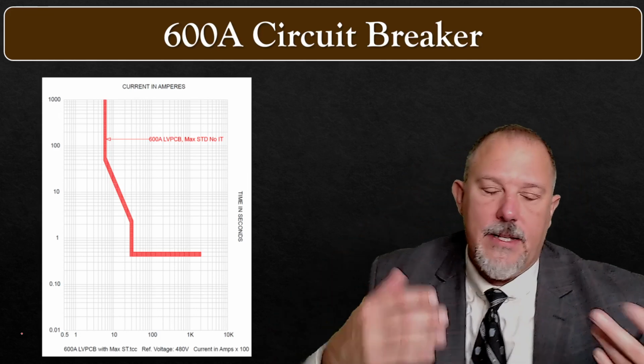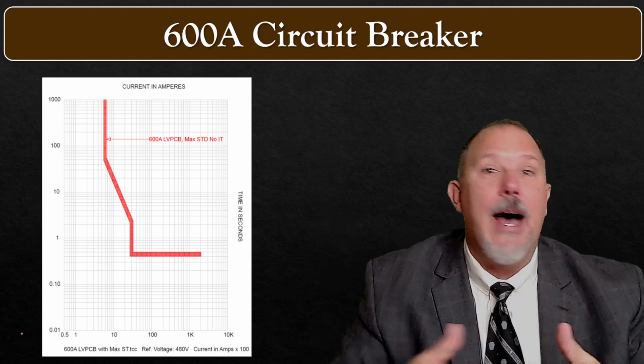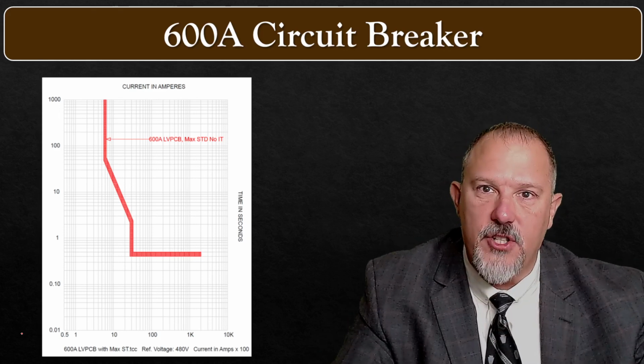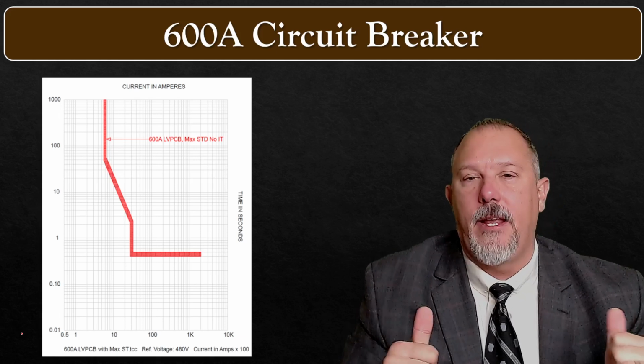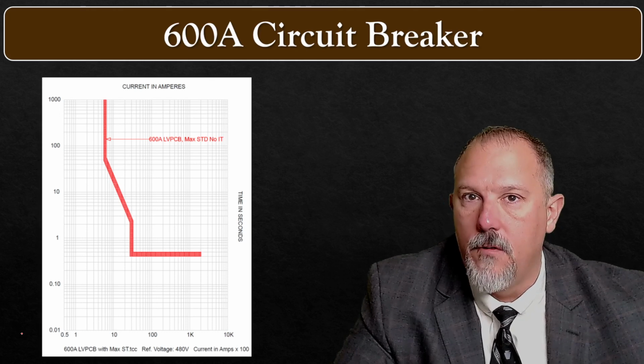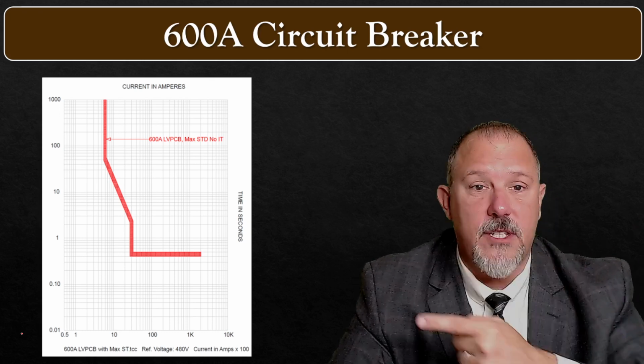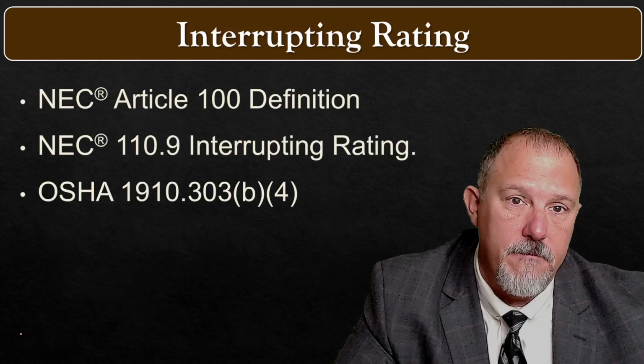I want that intentional delay. I might want all those motors to start and not take out the main. I might want all of those transformers to energize and not take out the main. There are a lot of different reasons why you'll see a power circuit breaker over an insulated case circuit breaker. And I'm telling you, it all comes down to the resume, which is the time current characteristic curve.